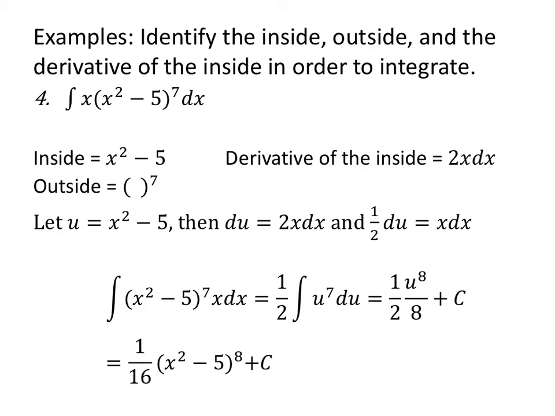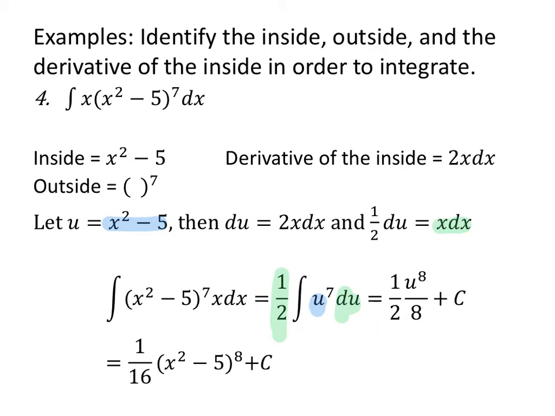Now, my x dx is replaced by the 1/2 du. My x squared minus 5 is replaced by the u. And I'll have 1/2 of the integral of u to the 7th du, which equals 1/2 u to the 8th over 8 plus c. Replace my u as x squared minus 5, and multiply my denominators. 2 times 8 gives me 16.